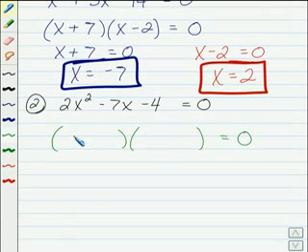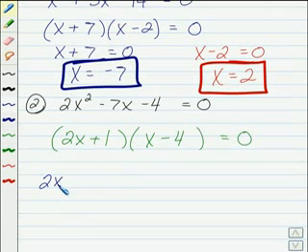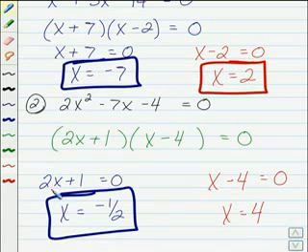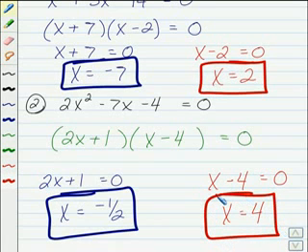When we factor our trinomial here, we get 2x plus 1 times x minus 4. Set each of those separate factors equal to 0 and then solve for the variable. When we set this factor equal to 0, we'll get that x equals negative 1/2. On the other side, x minus 4 is our second factor, and when we set that equal to 0, we get that x is equal to 4.